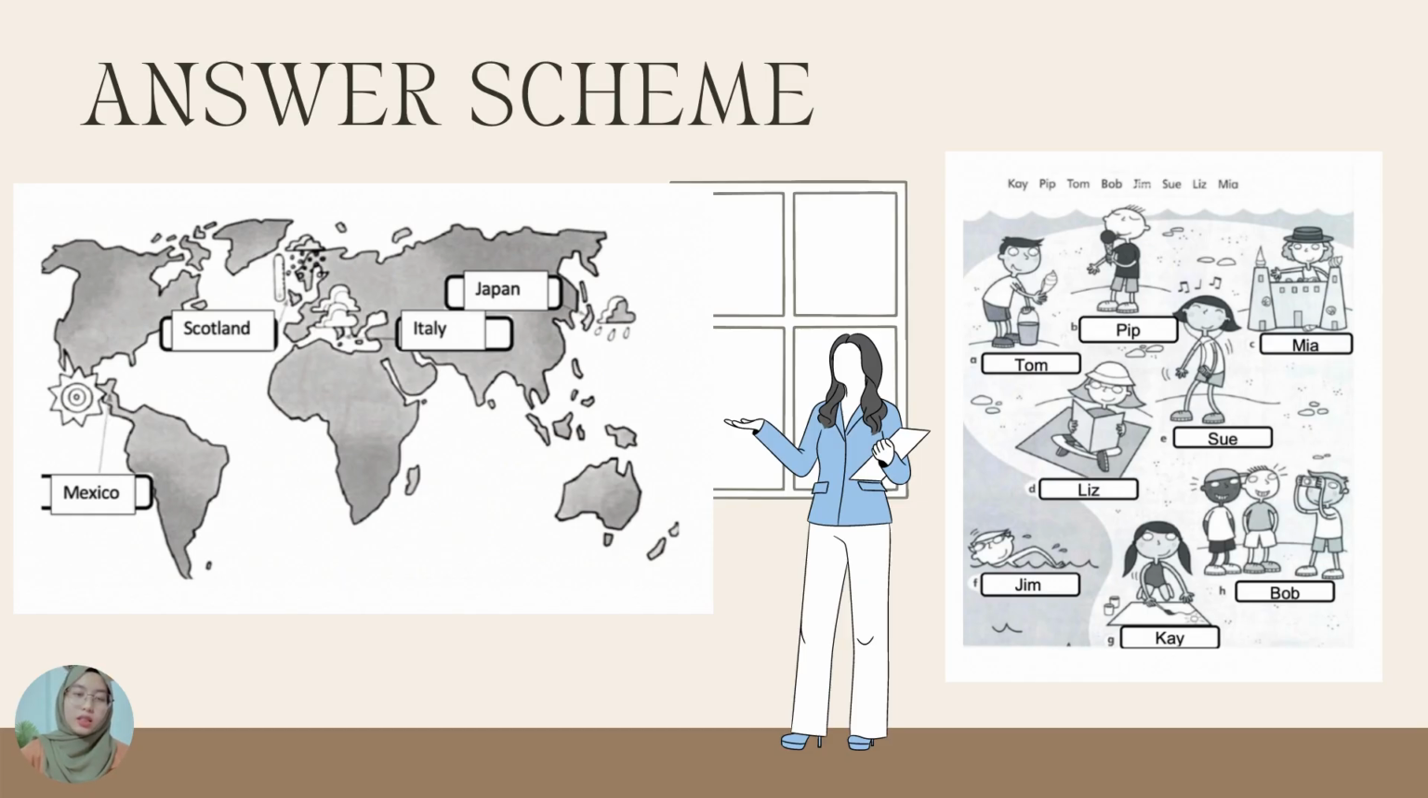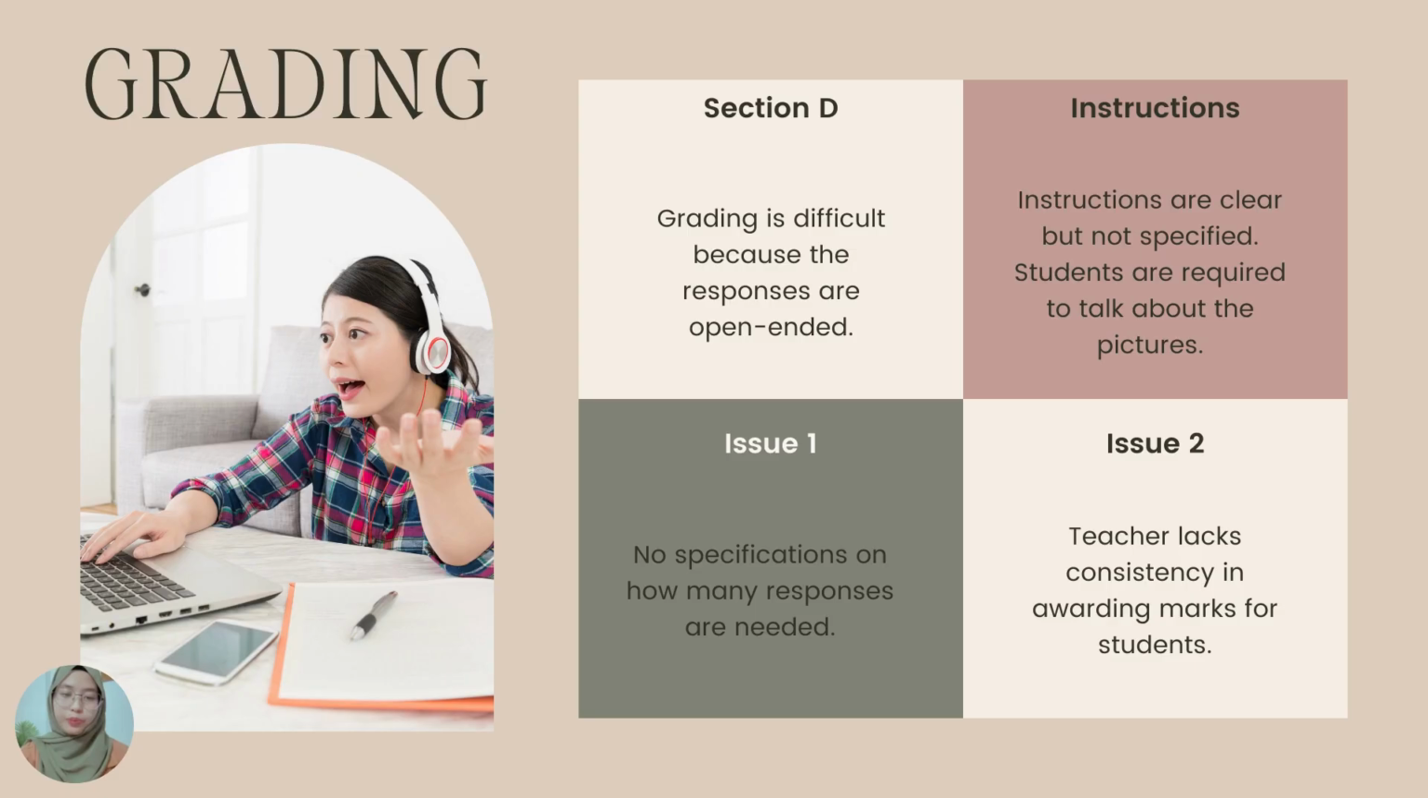Okay, this is the answer scheme for the listening section. So there are several students who spelled Scotland or Italy or Japan wrongly, but I will still give marks as long as I understand what countries they are trying to write. And for the second question, question number 16, I am very strict for this because the answer choices are given.